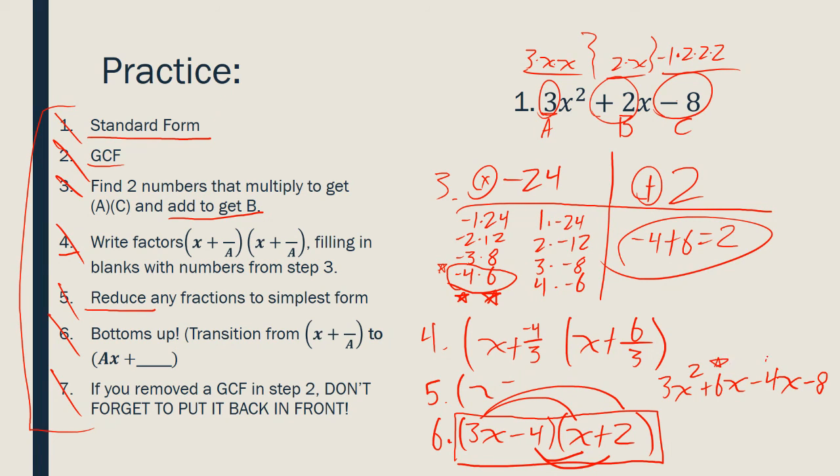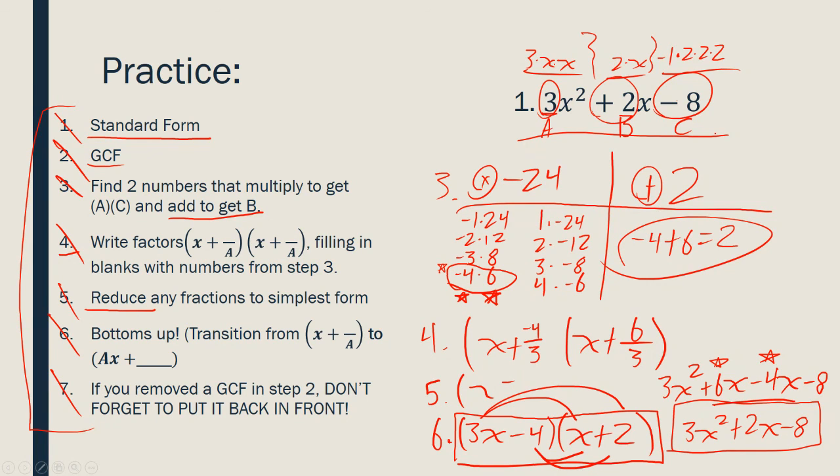Notice here are my golden numbers, 6 and -4. And combining like terms, I get 3x squared plus 2x minus 8. And that is indeed what I started with, so I know that I've done my factoring correctly.